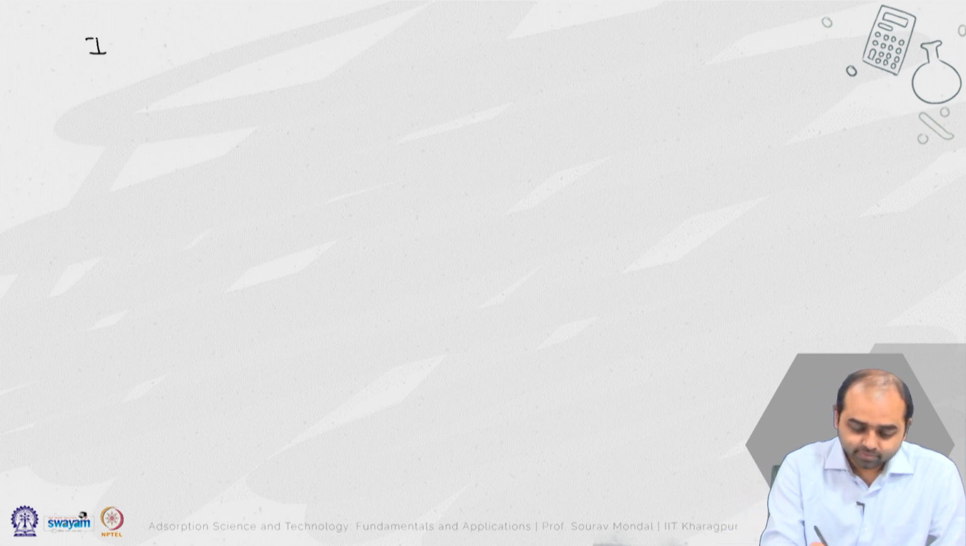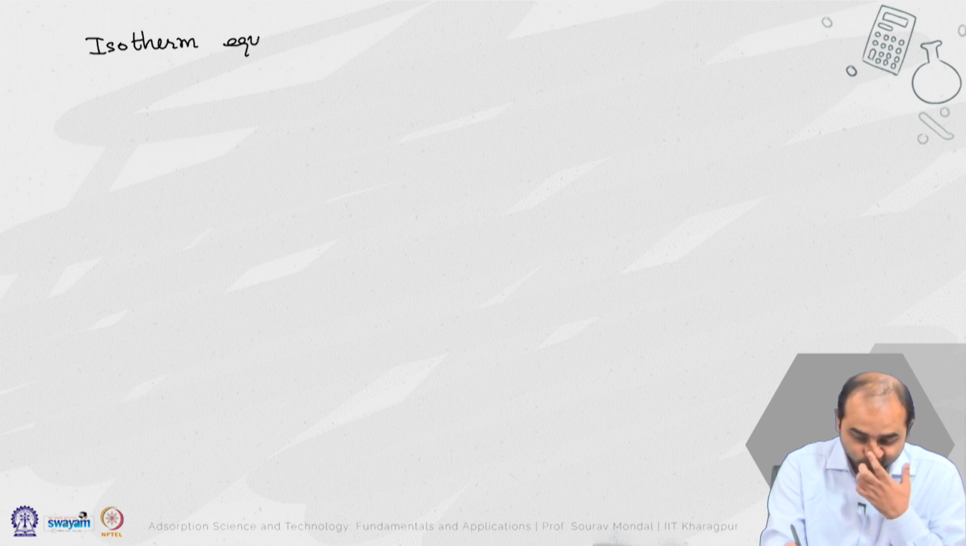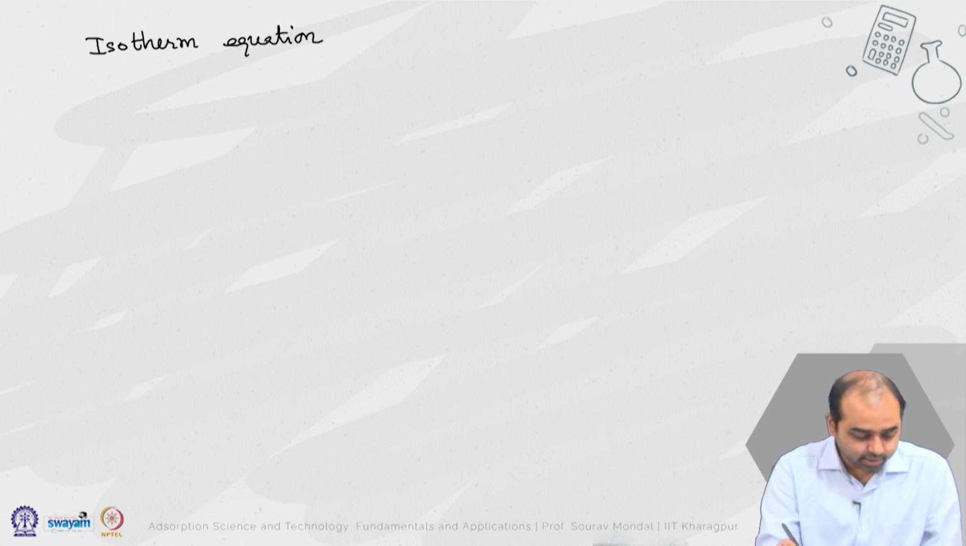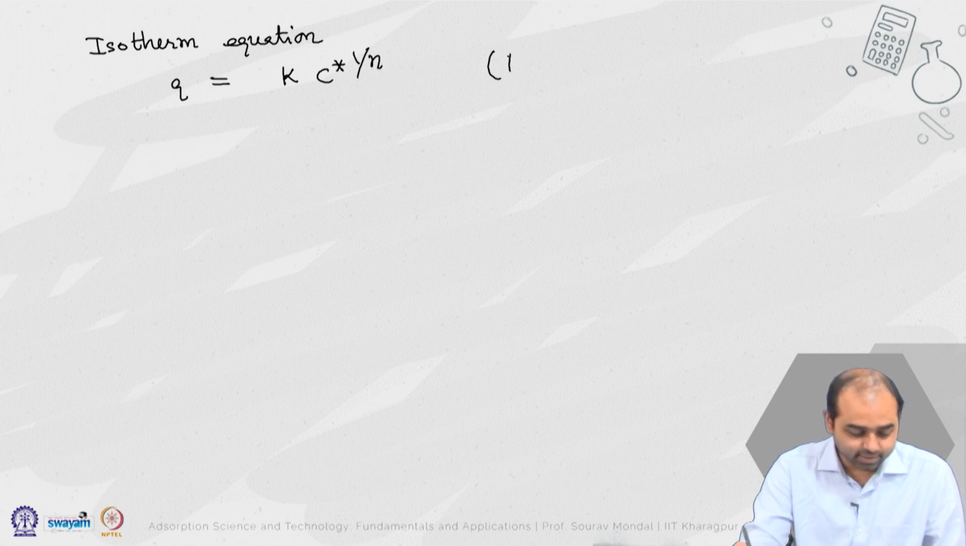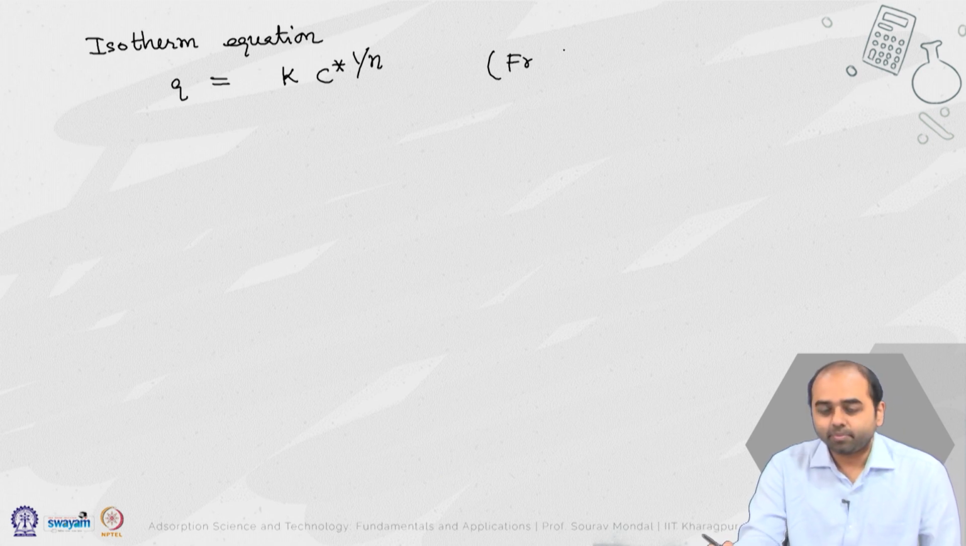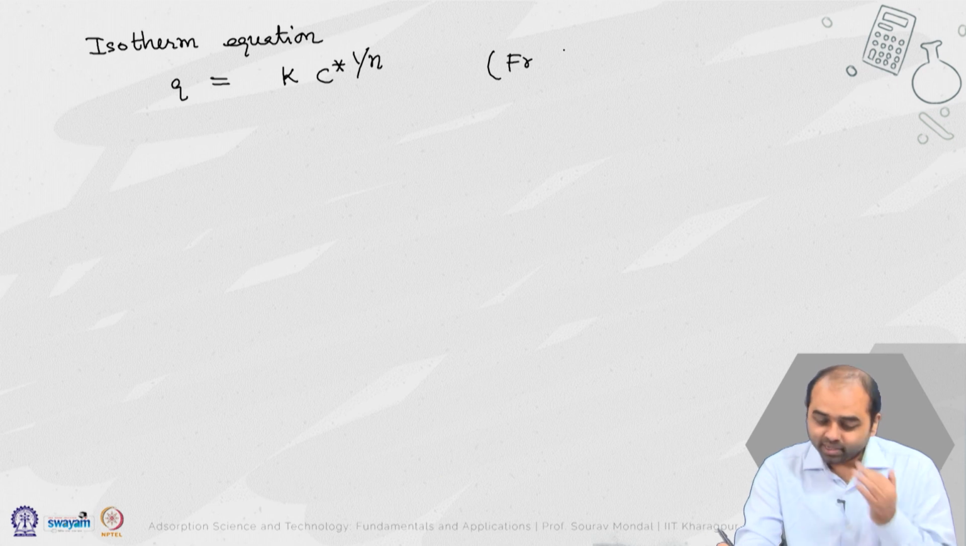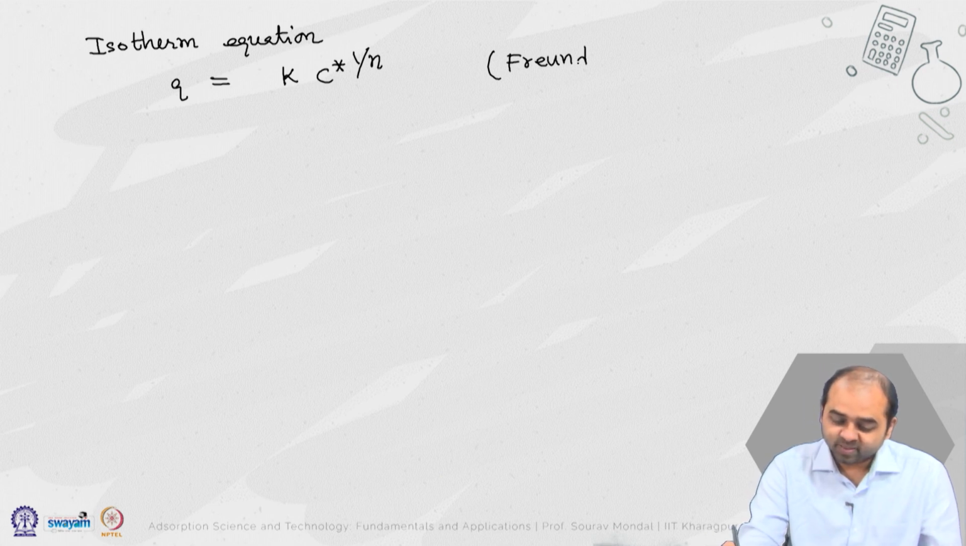And then finally you have the isotherm equation, which relates the q with the C star. So we can write q as A C star to the power n. So this is a Freundlich type I have written. It can also be written as the Langmuir type, or we can use the simple linear Henry type.